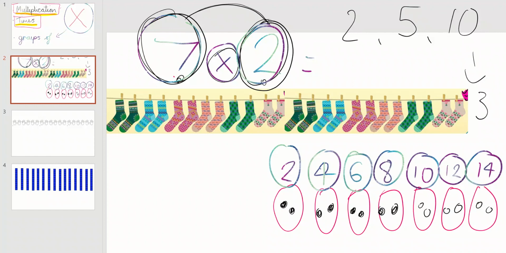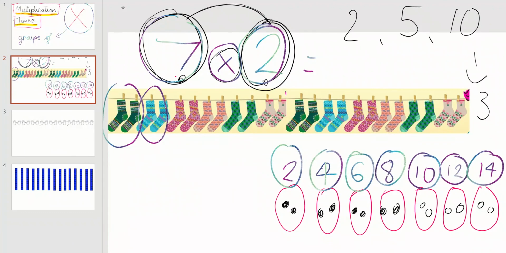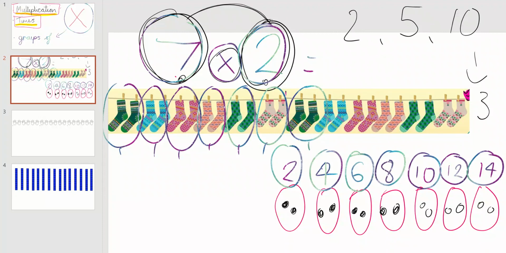And that's why I've got my socks here just to demonstrate it as well. I've got 2, 4, 6, 8, 10, 12, 14. Okay? And I've got 1, 2, 3, 4, 5, 6, 7 groups, which is what the question told us to do. Okay? So 7 times 2 equals 14. 7 groups of 2 would give us 14 socks altogether.